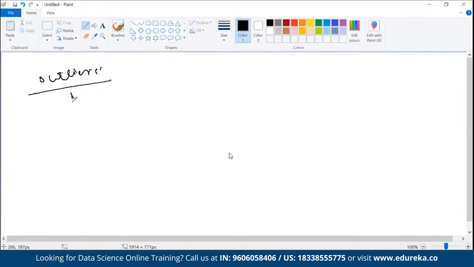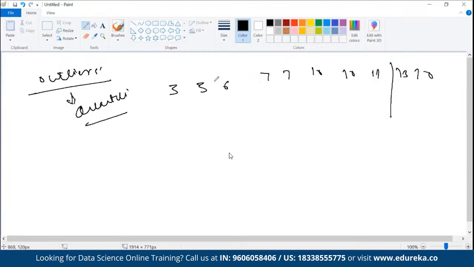Let's say for outliers you will have quartiles. So let's say these are the numbers: 3, 3, 6, 7, 7, 10, 10, 11, 13, 10. What you will do is split it into four quartiles, and then basically it is Q1, Q2, Q3, Q4, right?